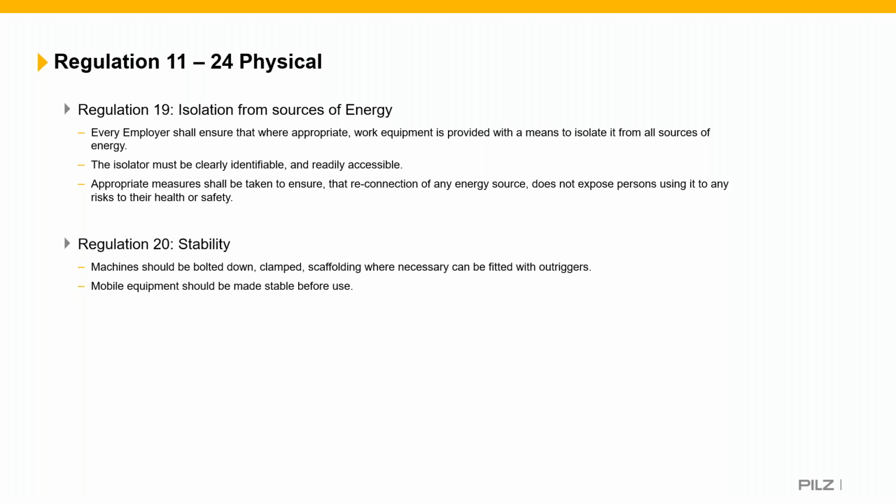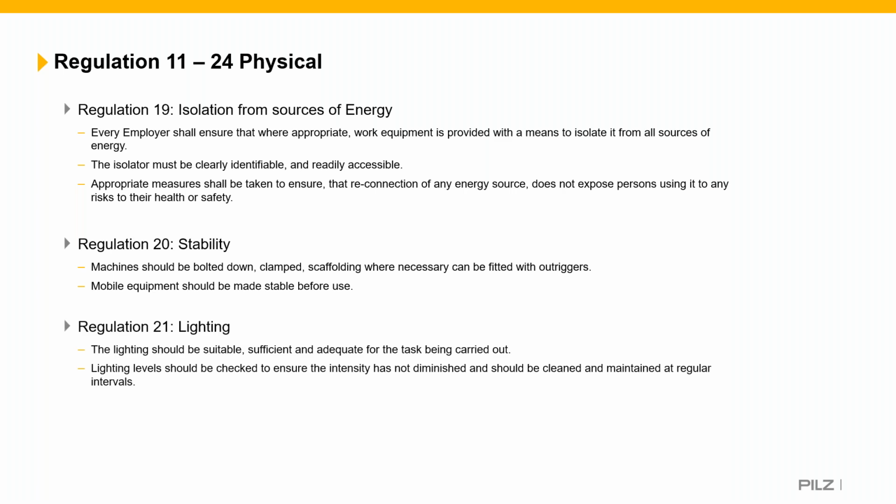Regulation 20 looks at stability, and we need to ensure that obviously machines are bolted down or clamped efficiently. If we have scaffolding or anything like that, then where necessary, again, it has some form of outrigger or stabilizers and things on there. And any mobile work equipment, things that can be moved around, should have the facility to be able to make it stable before it's actually put into use.